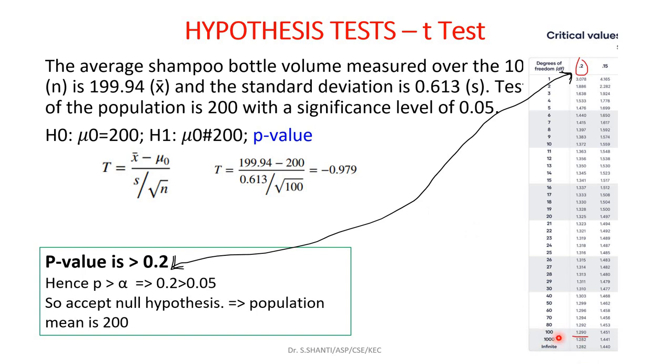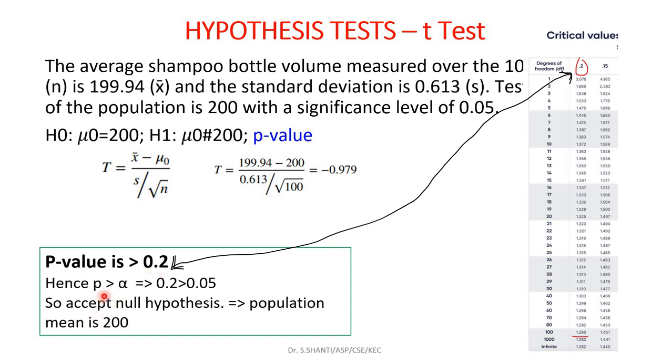Here there is no value for 99, so we look at the closest, which is 100. In this row for 100 we see 1.290, which is for 0.2. In this table we do not have a smaller value, so we can conclude that the p-value is greater than 0.2.